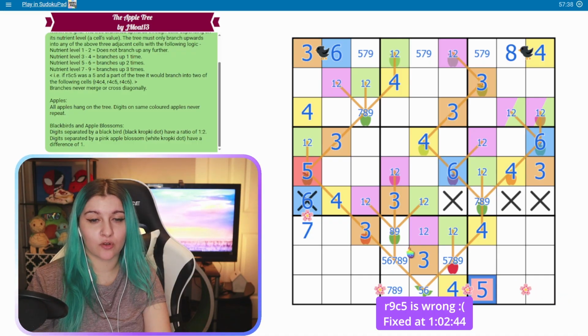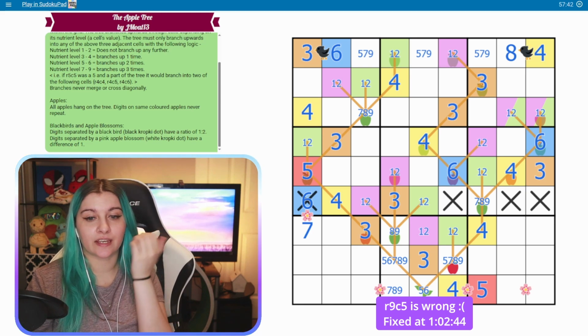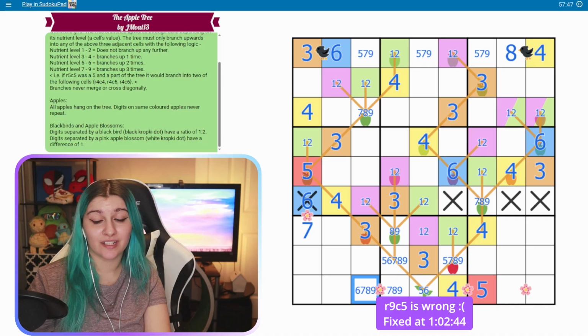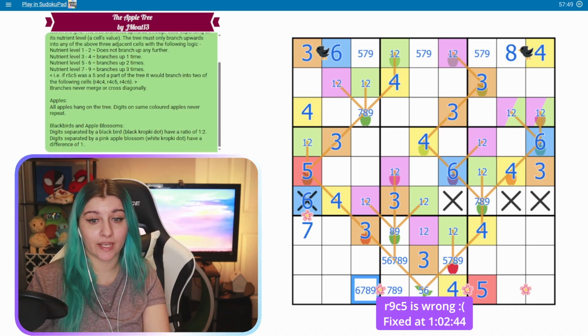Next. I'm so close to getting the tree completed. Other options that I have for consecutive digits. This needs to be a 7, 8, 9. This could be a 6, 7, 8, 9. That's still okay.